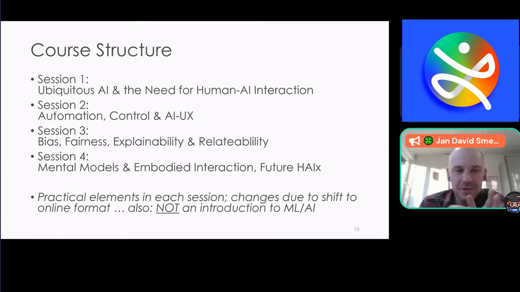And in a following session, we will go into a little bit more detail about these aspects of bias that I just mentioned, together with fairness, and also briefly bring up explainability, relatability and other -ability aspects of AI systems. So this links to the evening lecture, if you've seen that yesterday, by Tarek Besold. And there will be a practical example around explainability in that session. And Session 4 will be mental models, embodied interaction, and a future outlook of where we are going with human-AI interaction. Again, there are practical elements in each session.